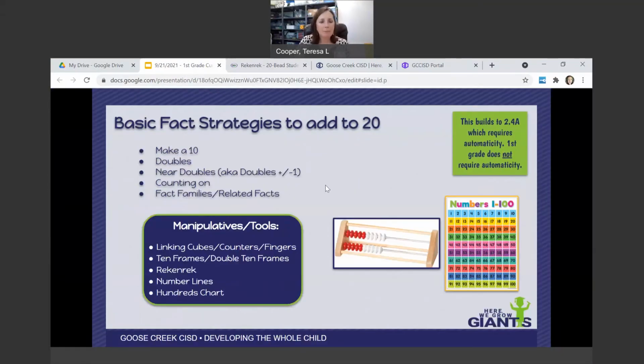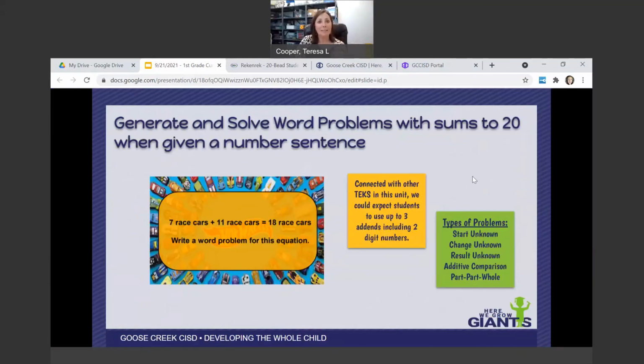All right. So that's our fact strategies up to 10. We've talked about composing 10, and with 2 or 3 add-ins, and now basic fact strategies to add to 20. So what we do next is generate and solve word problems with sums to 20 when given a number sentence.